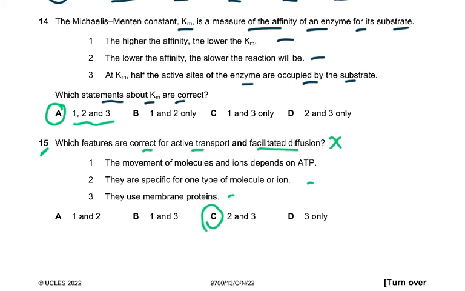Why is it C? Because the first statement, that the movement of molecules and ions depends on ATP, is wrong, as ATP is required only for active transport, not for facilitated diffusion. They are specific, yes, always: a channel protein is specific for only one type of molecule or ion. And yes, membrane proteins are used for active transport, which has an ATP binding site, but the one for facilitated diffusion also involves a channel protein, but it does not have an ATP binding site.